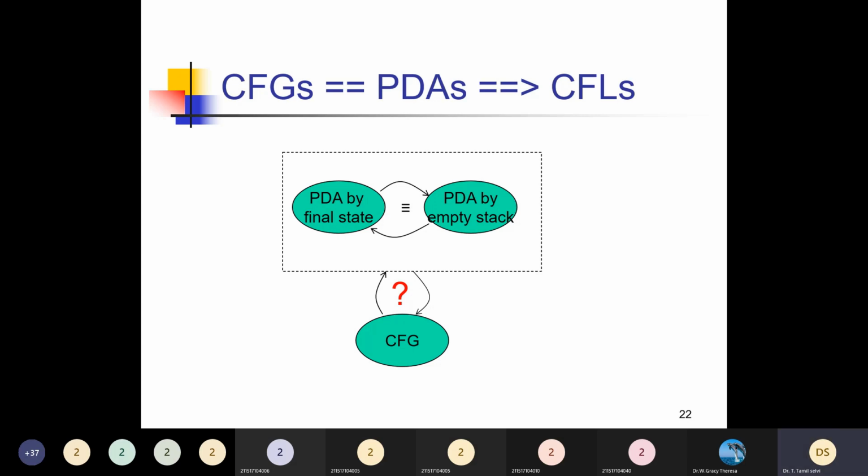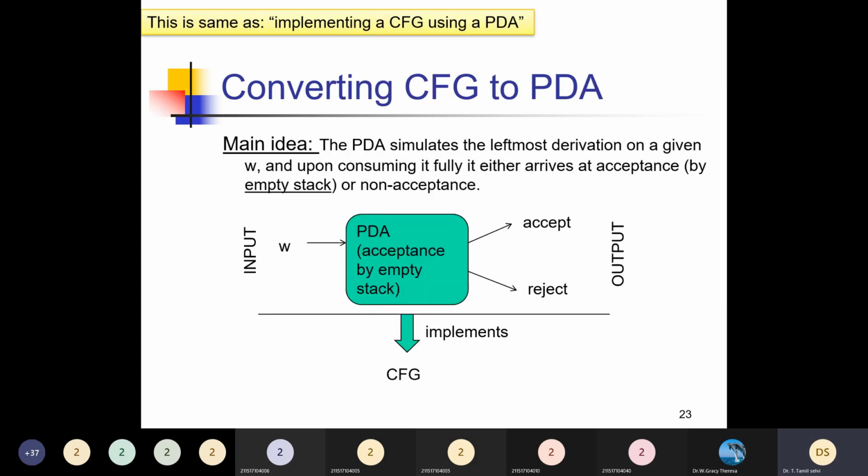That is, we can construct a CFG from the given PDA. Otherwise, we can construct a PDA from the given context-free grammar. So that we can prove the equivalence of CFG and PDA here. So first one, that is converting CFG into PDA. That is the first step. We are going to convert the given CFG into a PDA here.